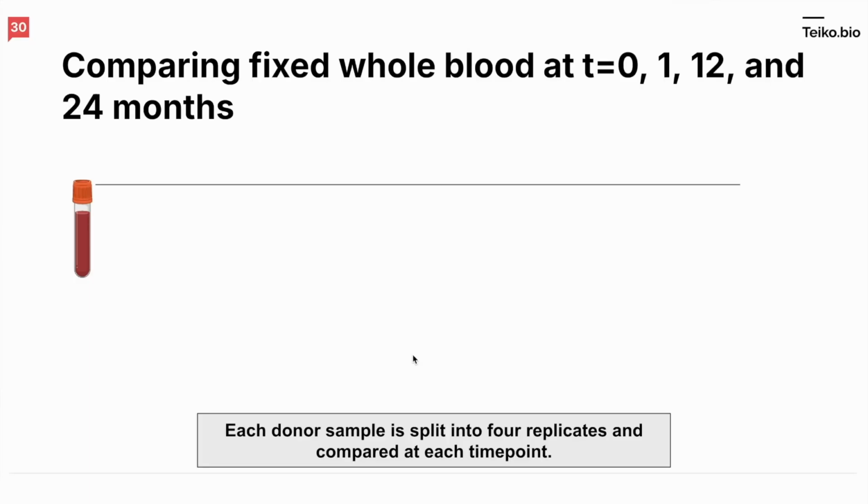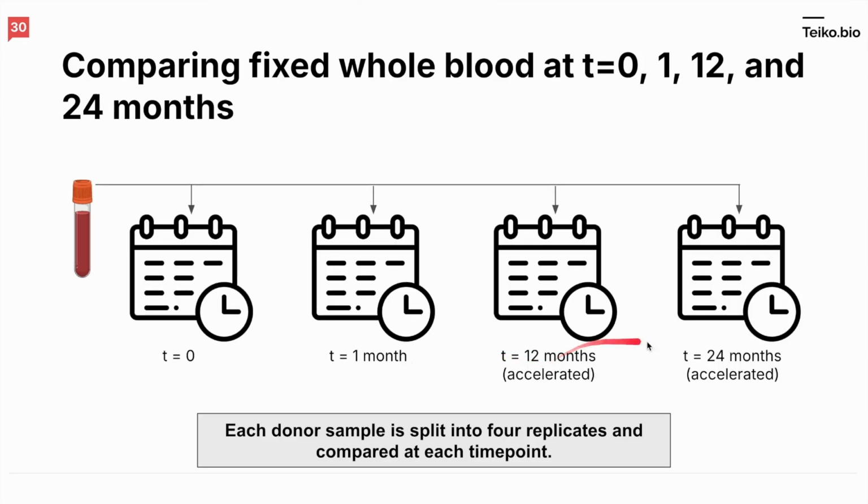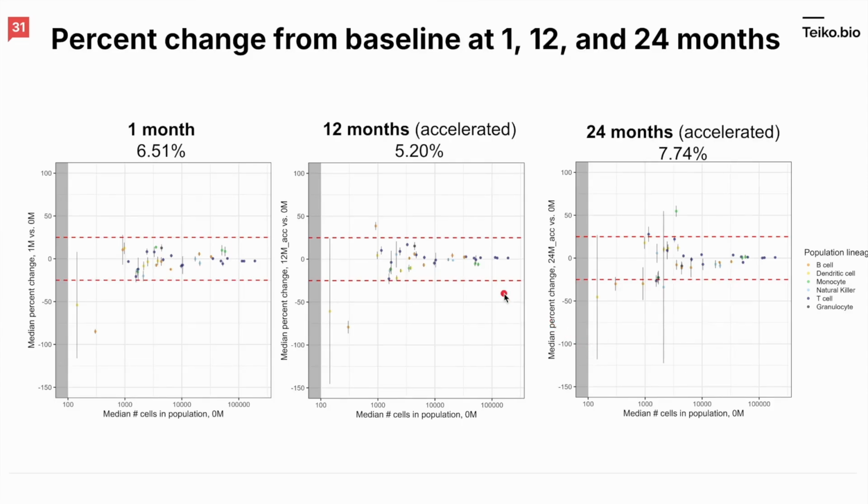So here we compared fixed blood at T equals 0, 1, 12, and 24 months. And you notice 12 and 24 months are accelerated, and we'll talk a little bit about that. Each donor we split into 4 replicates and compared at each time point. So here's a percent change from baseline at 1, 12, and 24 months. So 1 month we saw 6.51%, 12 months is 5.2, 24 months via accelerated 7.74.